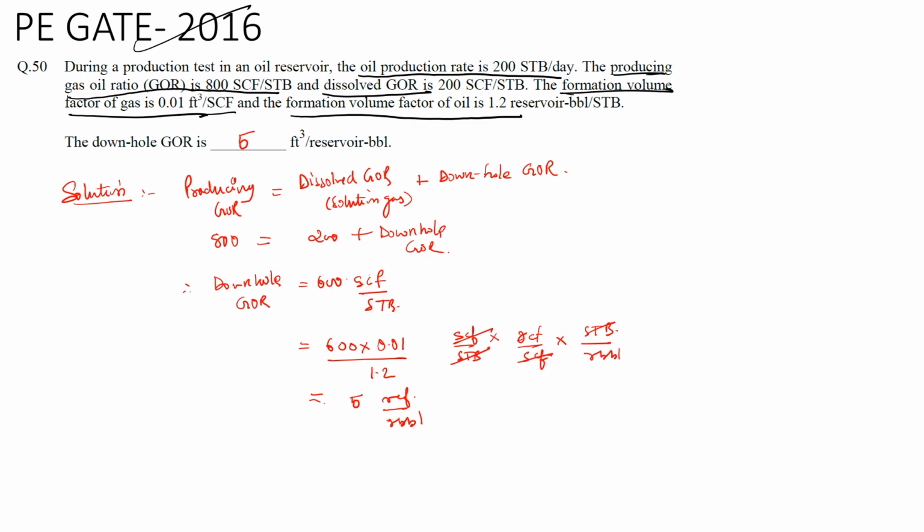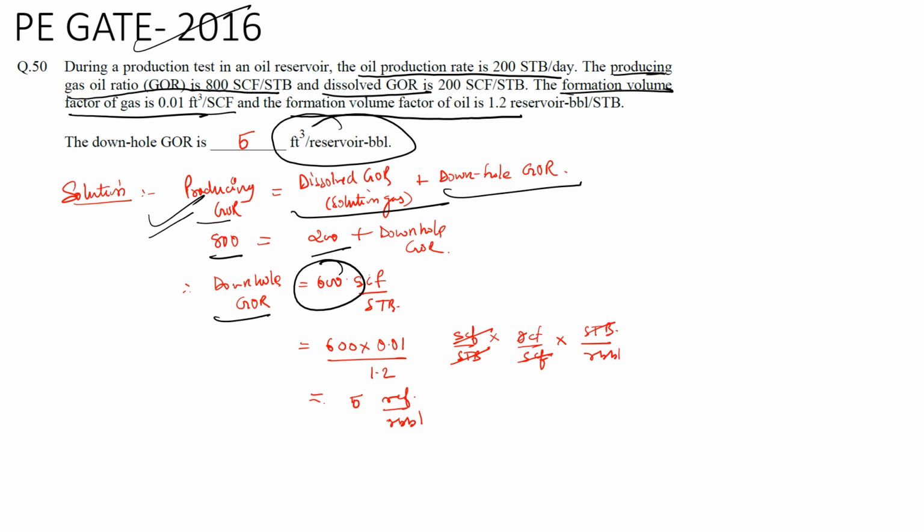Now, as we know, the producing GOR will be the summation of dissolved GOR plus downhole GOR. Producing GOR is given as 800, dissolved GOR is given as 200. So my downhole free gas GOR would be 600 standard cubic feet per STB. Now, since in the question my answer should be in reservoir cubic feet per reservoir barrel, what I did is that I multiplied by Bg and I divided by Bo.